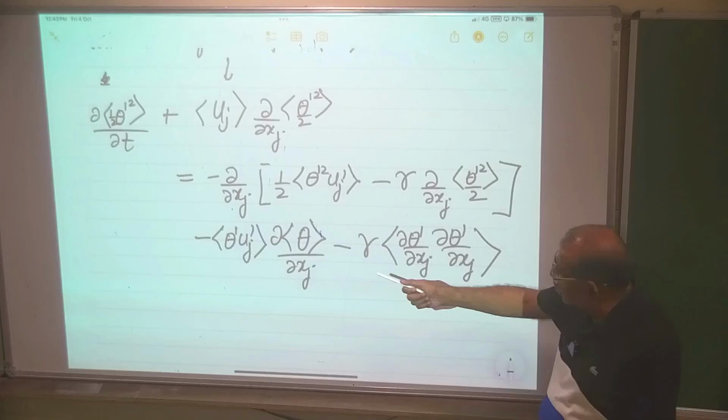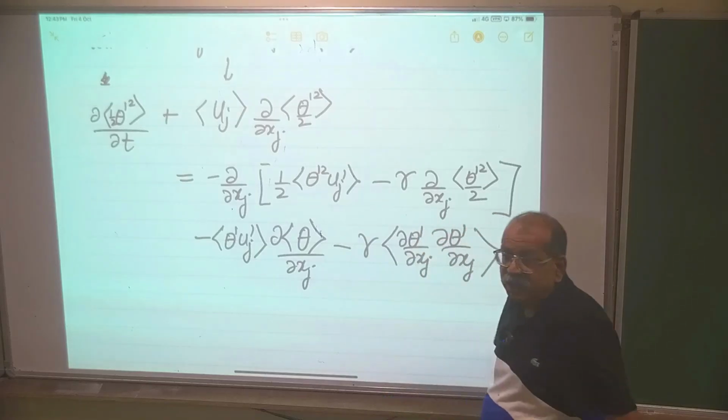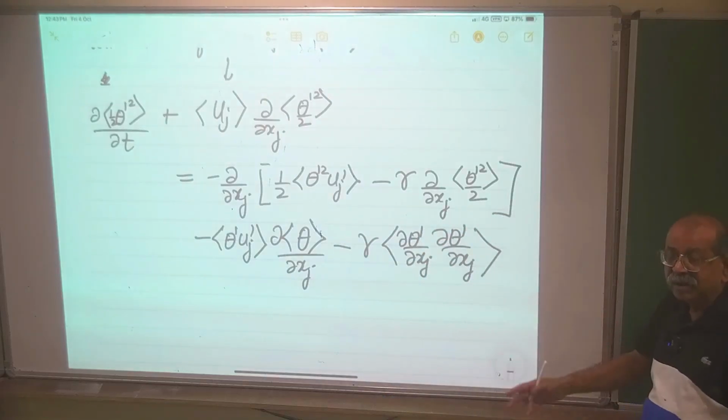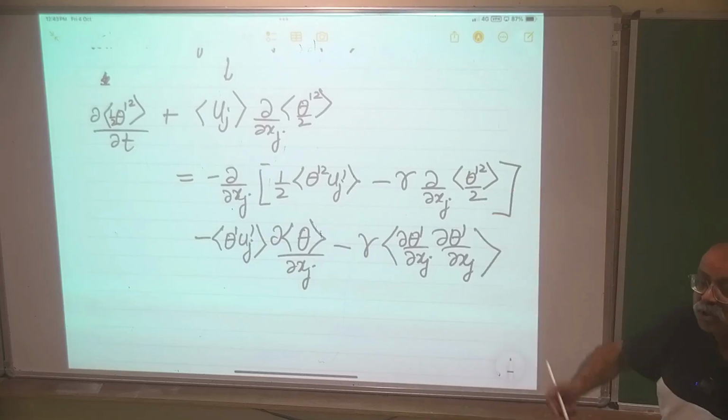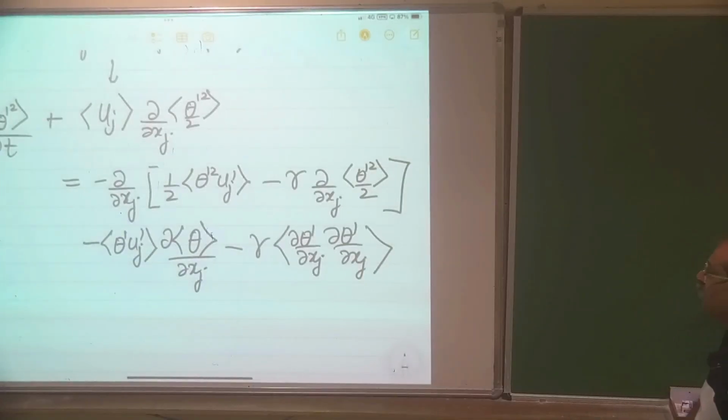And when we write this equation, this also comes into the picture. So there is an equation for heat flux, and if we have to solve the equation for heat flux, this theta prime square comes in that equation. There is no physical meaning of theta prime square by itself. Temperature square has no physical meaning as such, we don't use that.